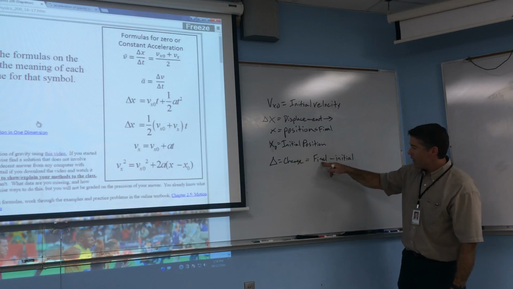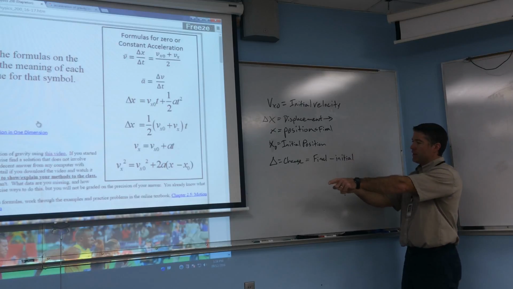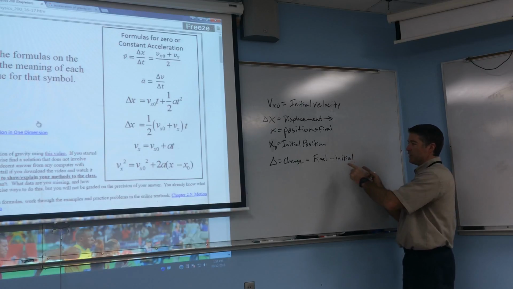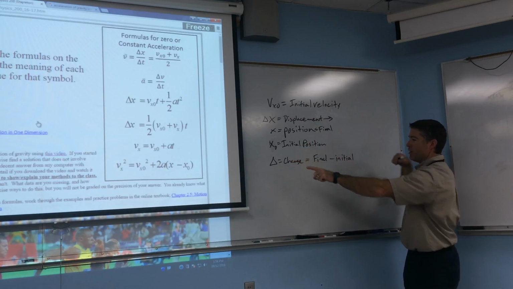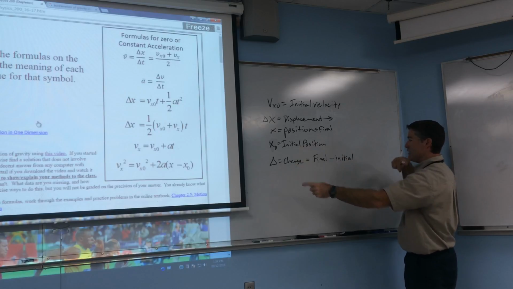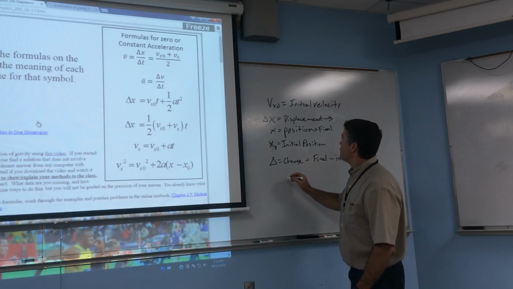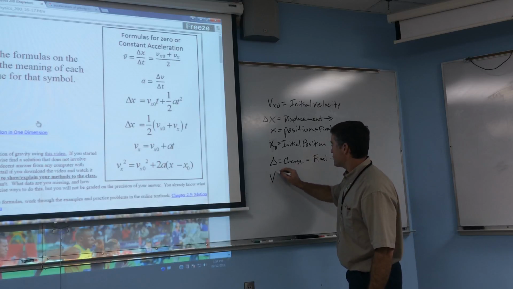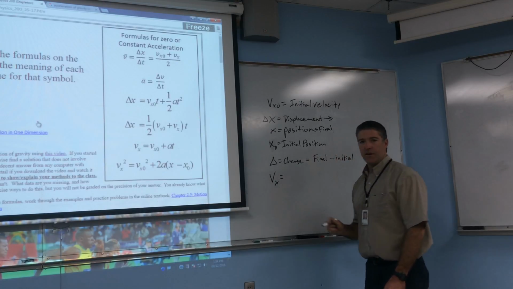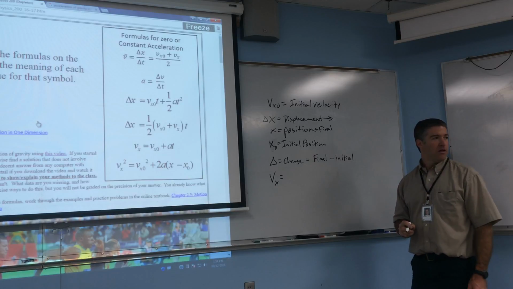If the change is negative, we're subtracting. And if the final thing is to the right and the initial is to the left, we're going to get a positive change. But if the final is over there and the initial is over here, and you subtract that minus this, you get a negative number. So how about Vx? What's that? Final velocity.